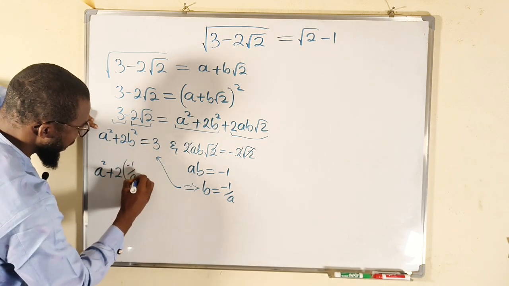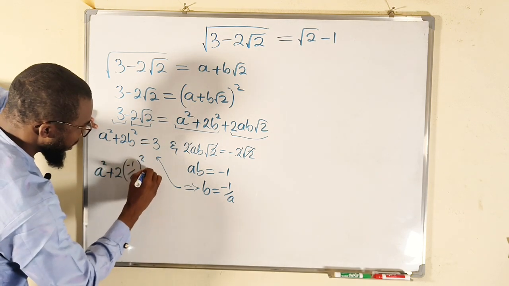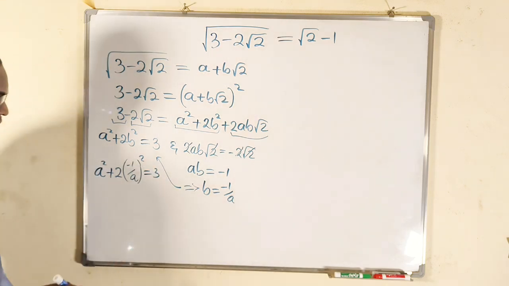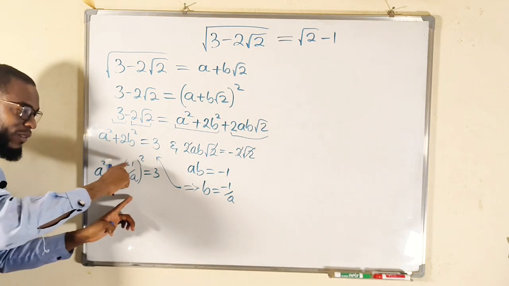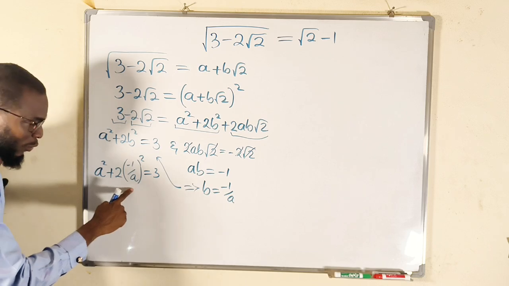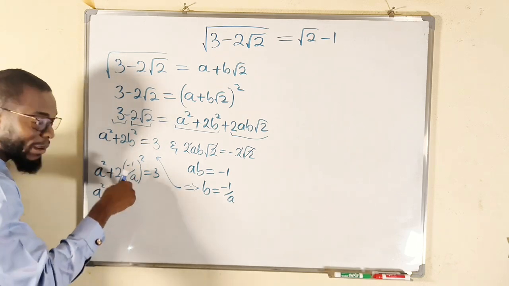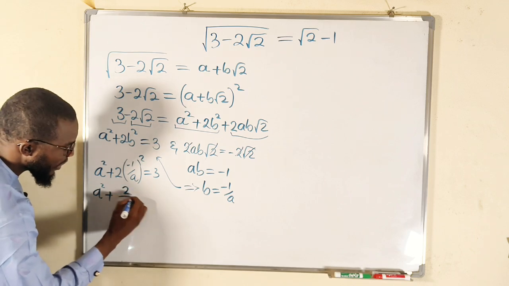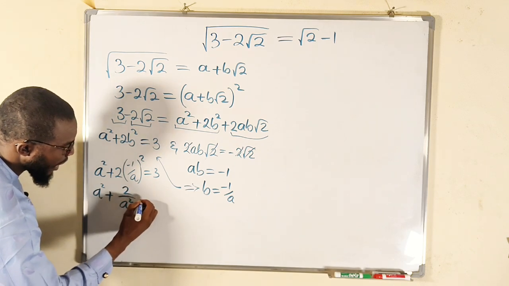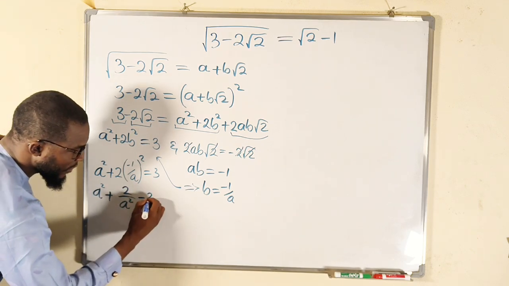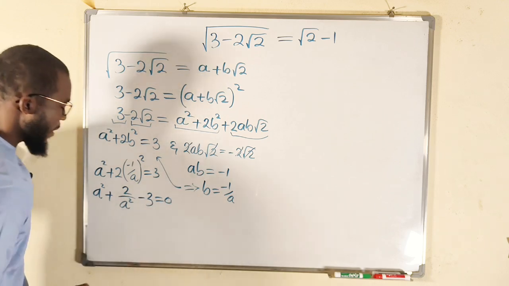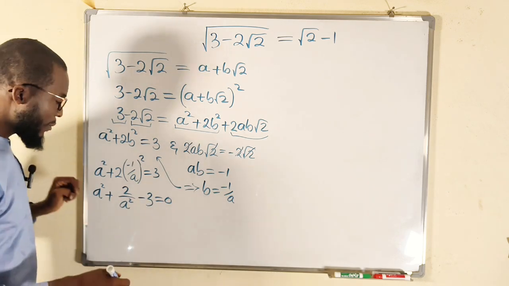Negative 1 divided by a whole squared. Remember, the whole of this equal to 3. If you expand this, it will be 1 divided by a squared. This is a squared plus 2 times 1 divided by a squared is 2 divided by a squared. I can subtract 3 from both sides, and this is equal to 0. Let's multiply every single term by a squared.